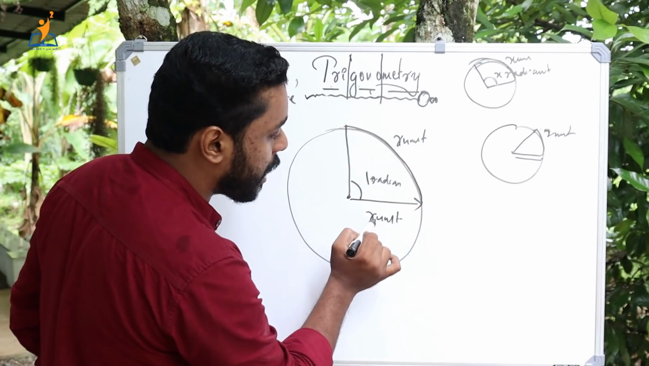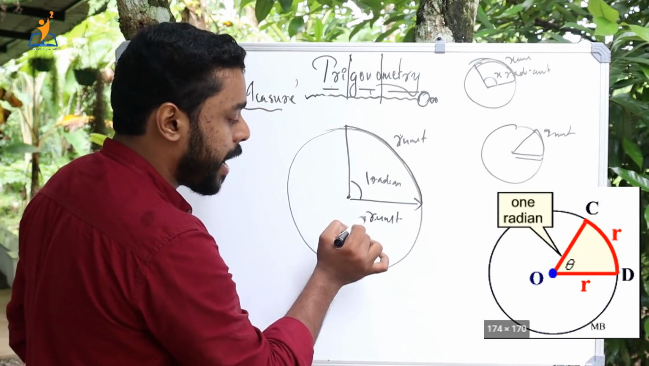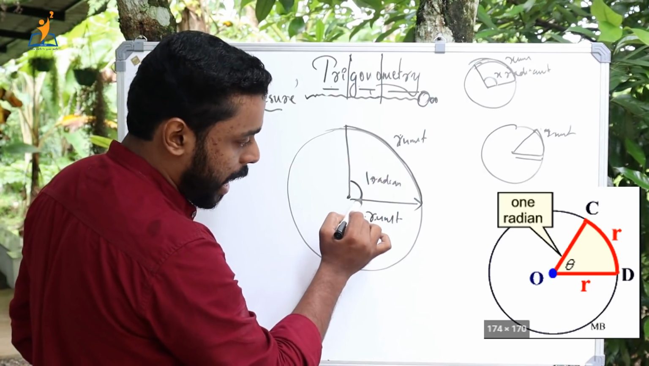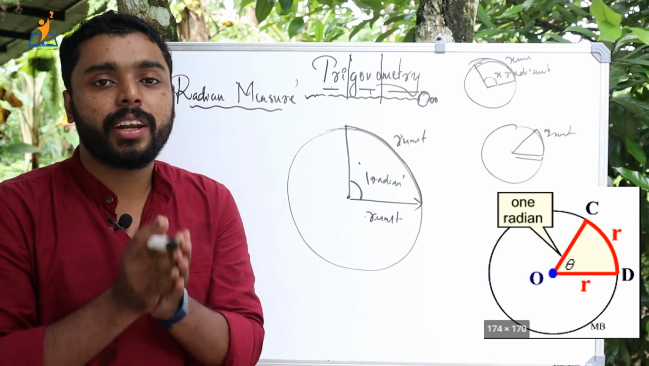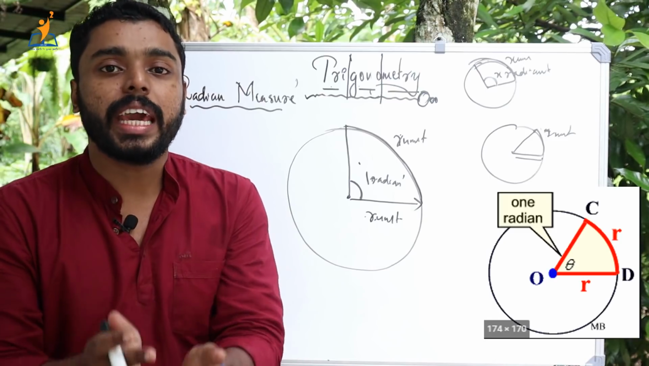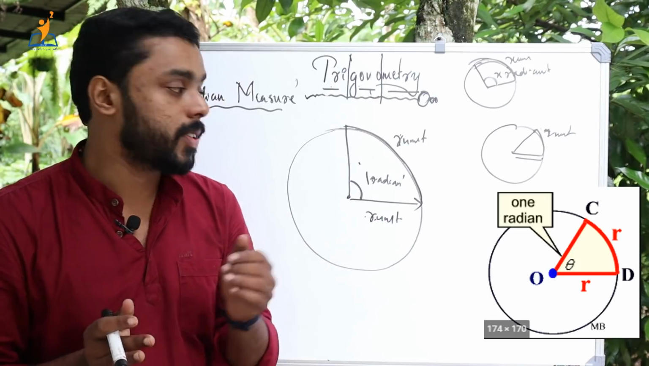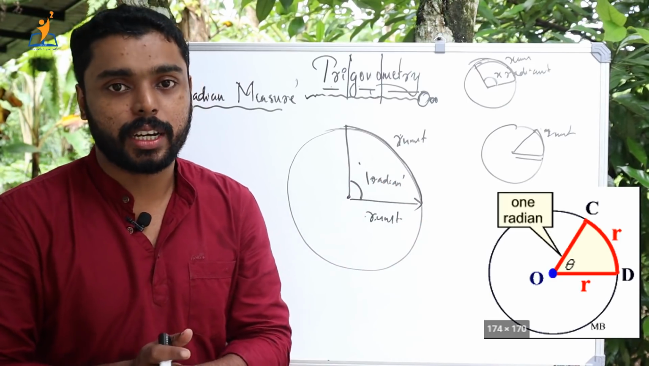See, r by r is equal to 1. This is the relation. If the arc length is r unit and the radius is r unit, then r by r is equal to 1, so the angle formed at the center is nothing but 1 radian. So in order to get 1 radian for a circle of radius r unit, we have to take an arc length of r units, so that r by r is equal to 1 and we get a 1 radian measurement at the center of the circle.